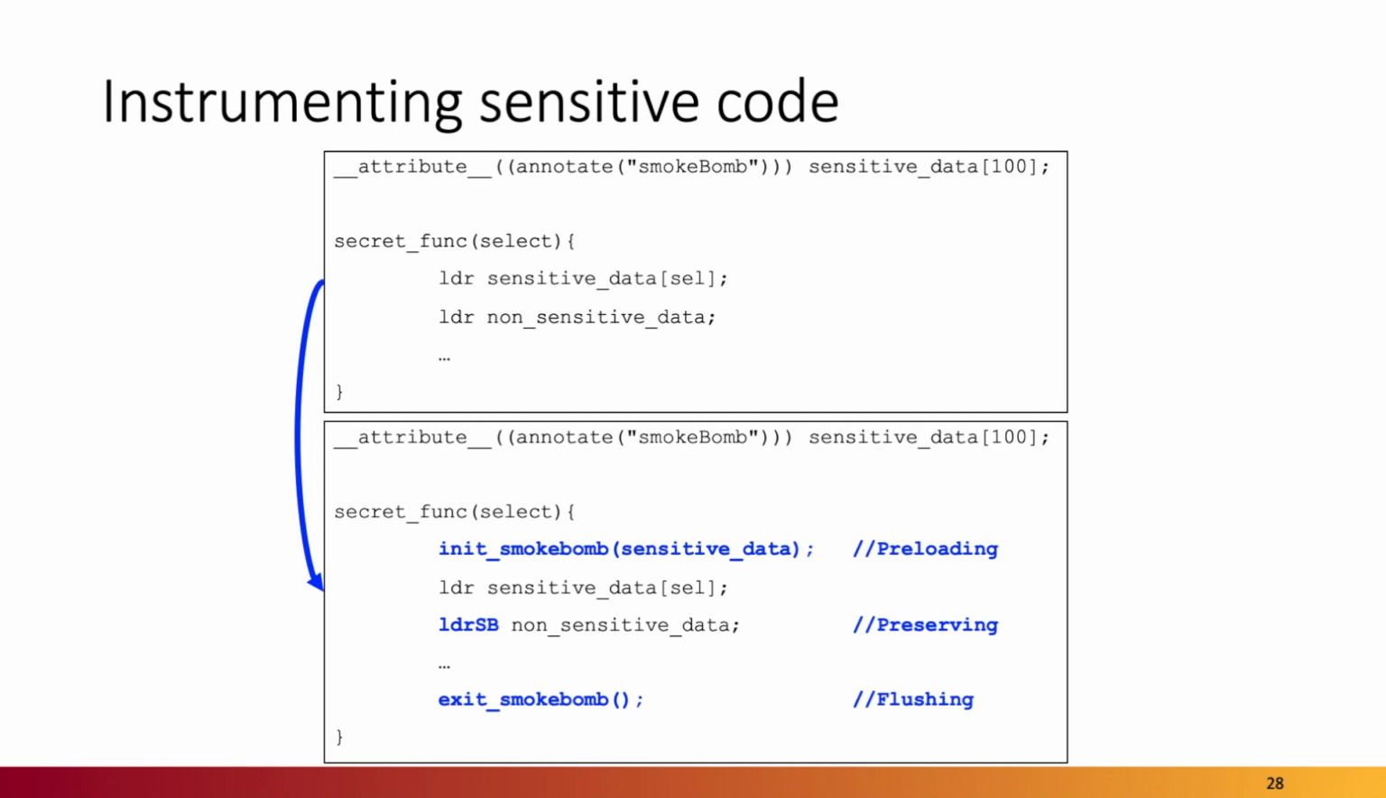At runtime, those instructions will be trapped and handled by SmokeBomb's exception handler. The patched instructions perform the intended operation of the original instruction, but also ensure the preservation of the sensitive data in the add-on cache.